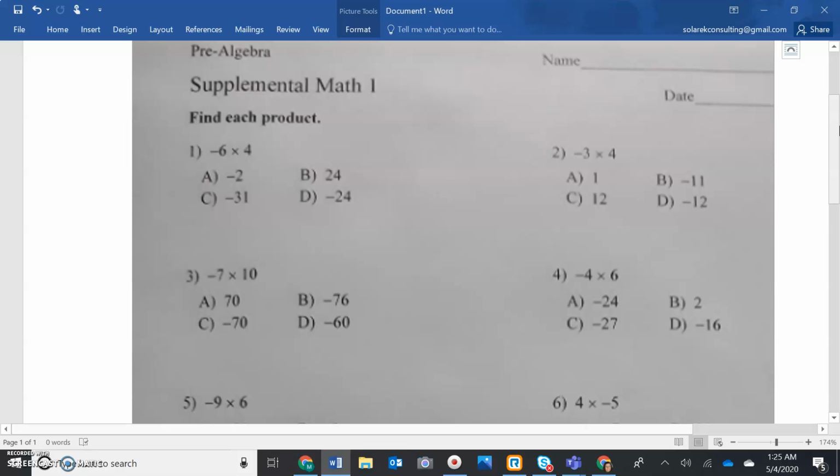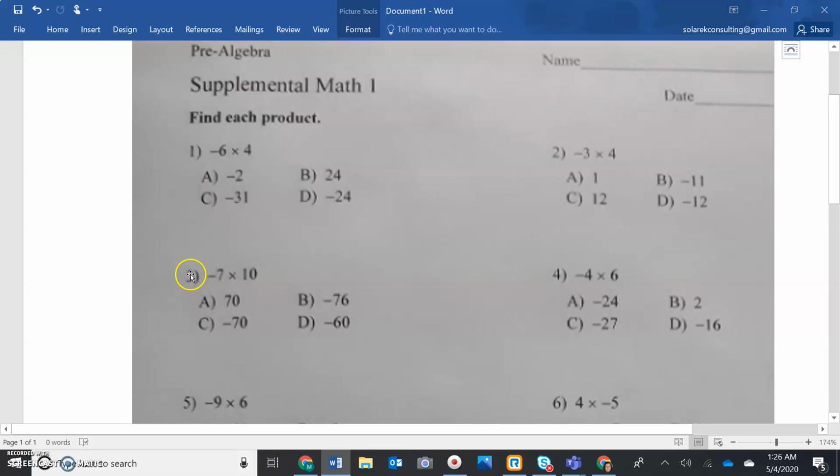So I just want to review and make sure that you're understanding how to do this right. Number 1, -6 times +4 is -24. So you should have written a D next to number 1. Number 2, negative times positive is negative. 3 times 4 is 12. So you should also have a D next to number 2.